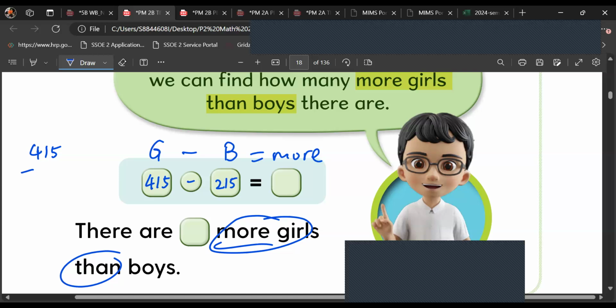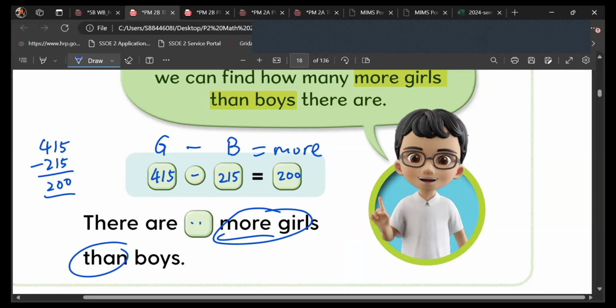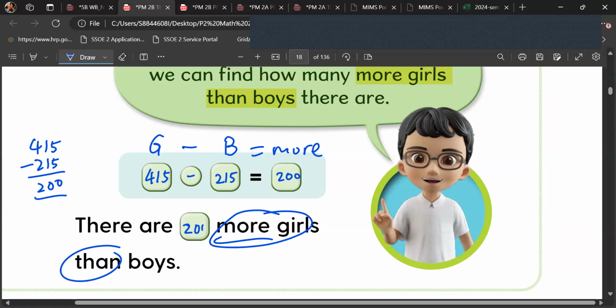Yes, very good. So the nice numbers to work on, so not too difficult to answer. Equals to 200 more girls. Yeah, that's very good. That means you are very fast with the calculation. And then I can write in here.